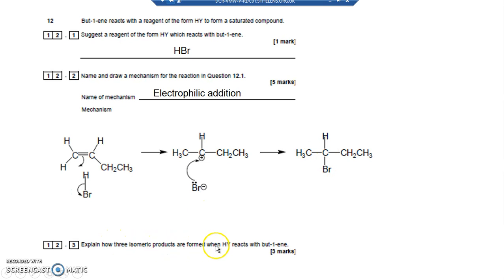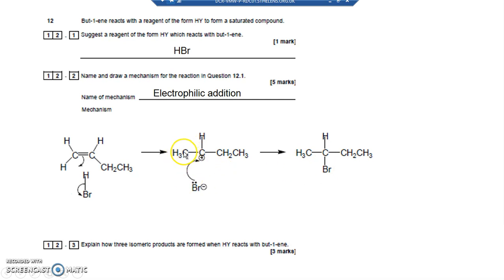Explain how 3 isomeric products are formed when HY reacts with butene. Well, this is the major product, where the H bonds to the C with most H's and forms the more stable secondary carbonium ion. However, the H could bond to this other carbon and form a plus here, leaving it as CH2 with a plus, and the Br could join onto that and create 1-bromobutane, so it could end up as a position isomer of this. But it's less likely to do so.